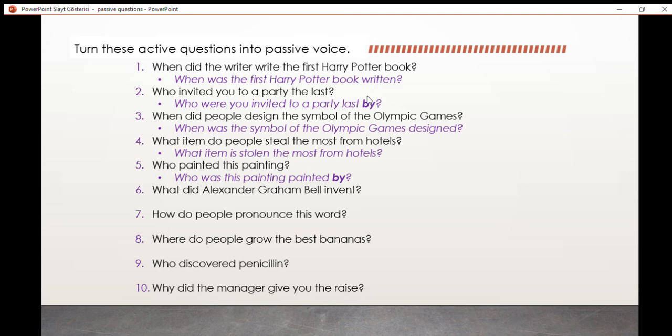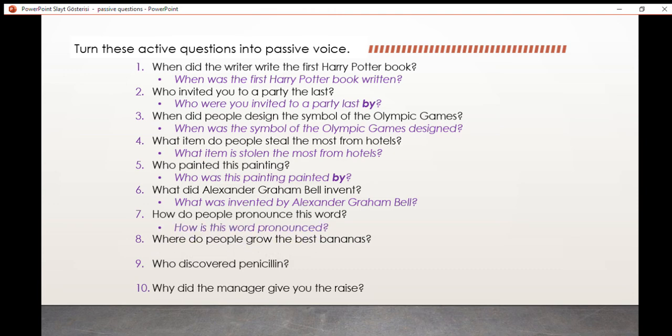What did Alexander Graham Bell invent? What was invented by Alexander Graham Bell? This one, normally, yes, sometimes we don't have to put by you, by me, by him, by her. But this time we have to because we're specifically asking for the object invented by Alexander Graham Bell.